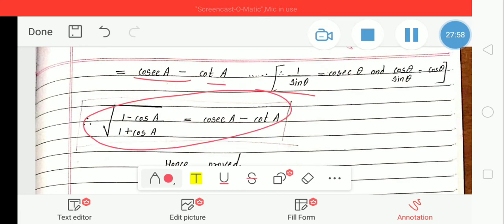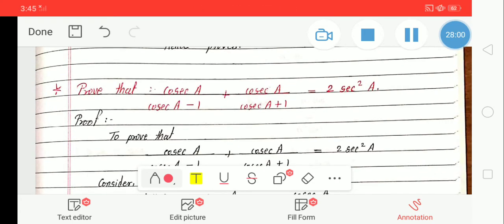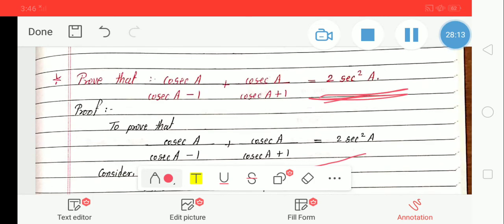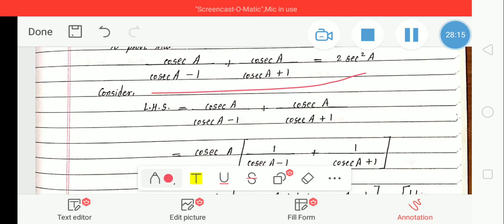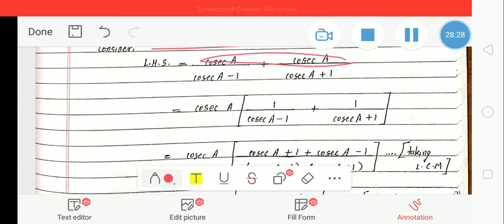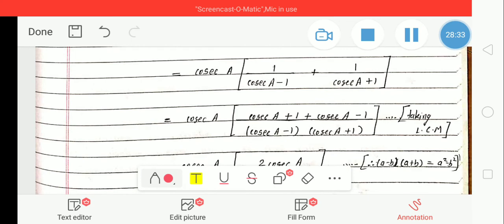Now hence proved. Now to prove that cos square A divided by cos square A minus 1 plus cos square A divided by cos square A plus 1 is equal to 2 sec square A. Consider LHS, means consider this term cos square A divided by cos square A minus 1 plus cos square A divided by cos square A plus 1. Now these are common, cos square A take outside, 1 divided by cos square A minus 1 plus 1 divided by cos square A plus 1.